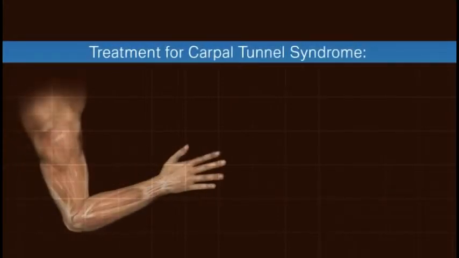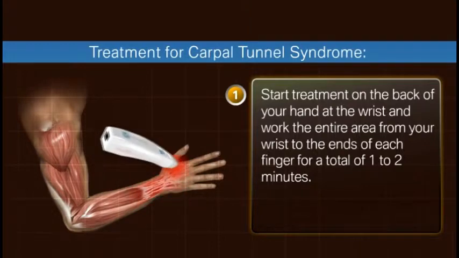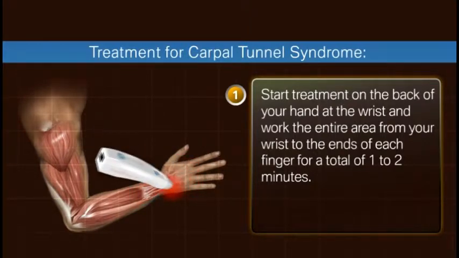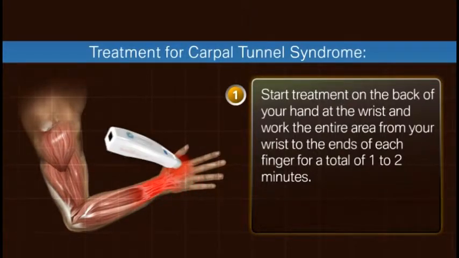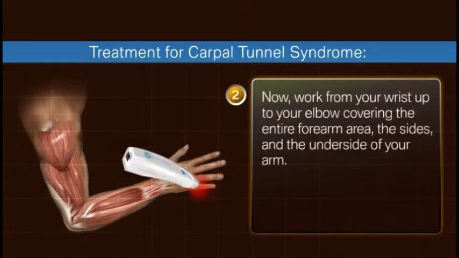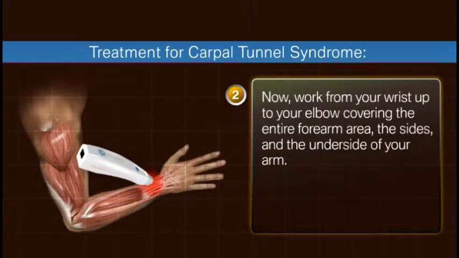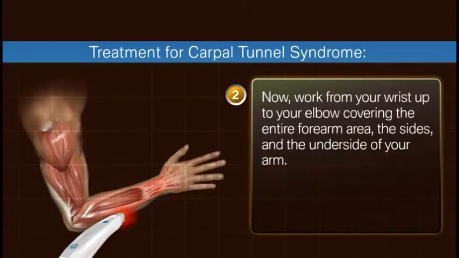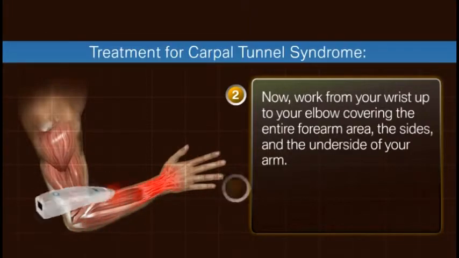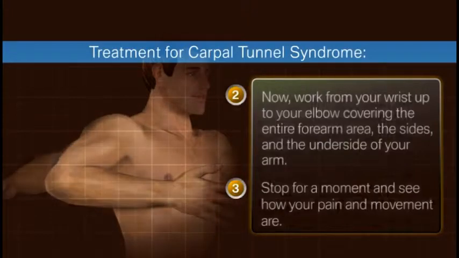Treatment for carpal tunnel syndrome. Start treatment on the back of your hand at the wrist and work the entire area from your wrist to the ends of each finger for a total of 1 to 2 minutes. Now work from your wrist up to your elbow, covering the entire forearm area, the sides, and the underside of your arm. Stop for a moment and see how your pain and movement are.